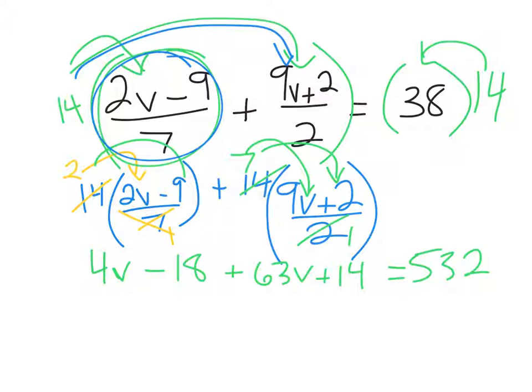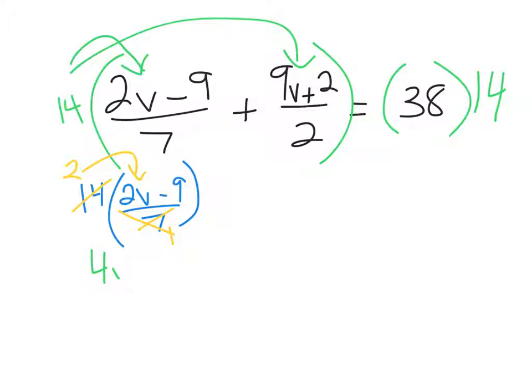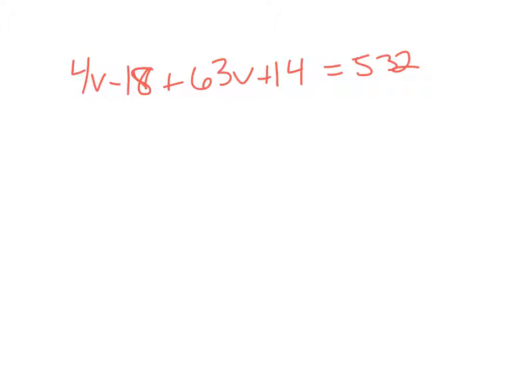Okay, so let me just go ahead and clear all that jumbled mess that we have on the screen here, and let's just write what we have left. So right now we are left with 4v minus 18, then we have plus 63v plus 14 is equal to 532.